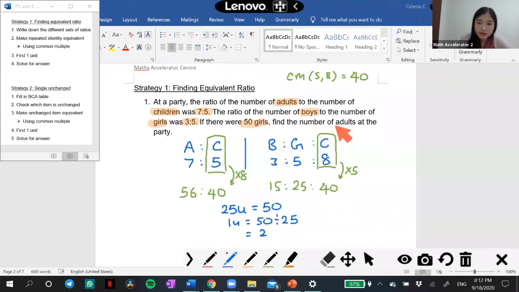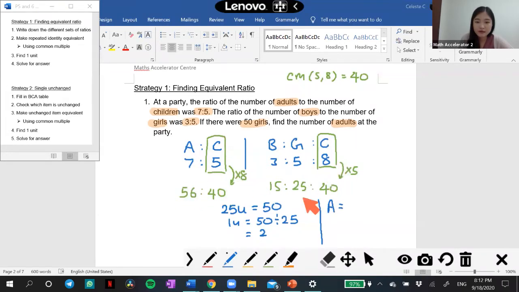Then find the number of adults at the party. They want adults. So take note, very important. Do I look at 7 or do I look at 56 here to find the adults? Okay, great. Everyone's saying 56. So don't look at the wrong one. You should look at the green one, which is the equivalent ratio that you already found here.